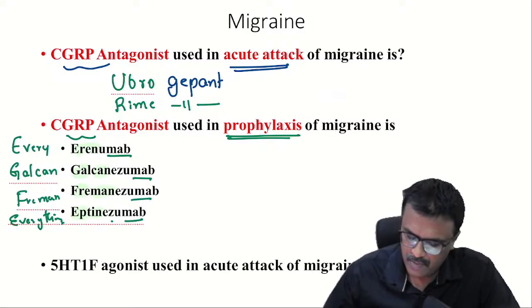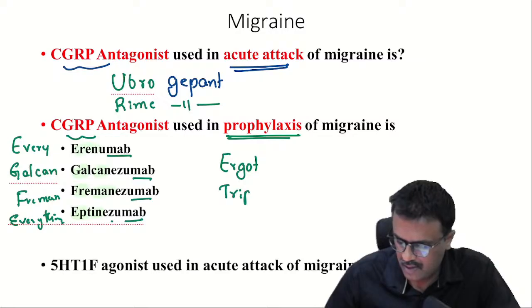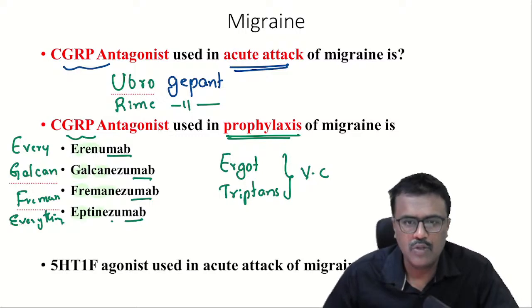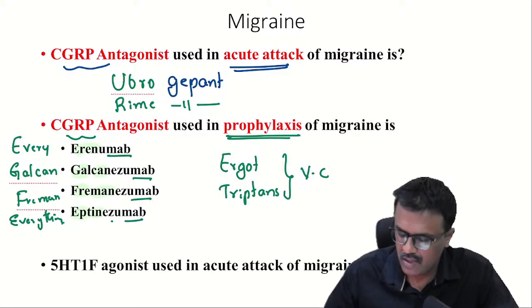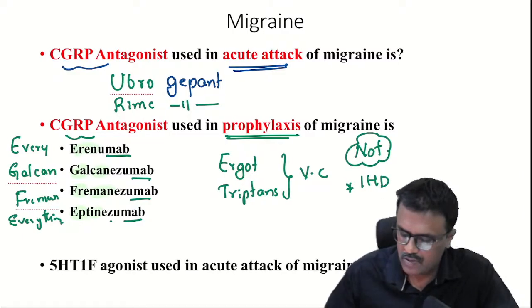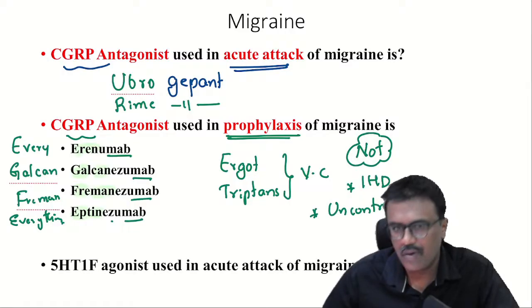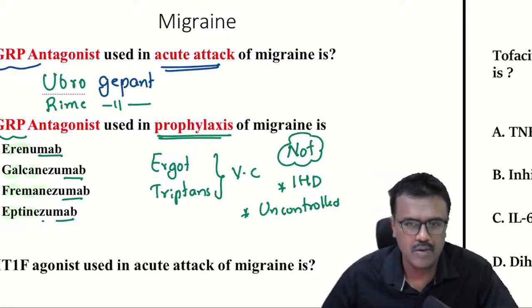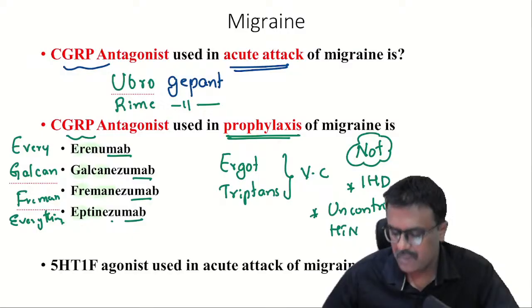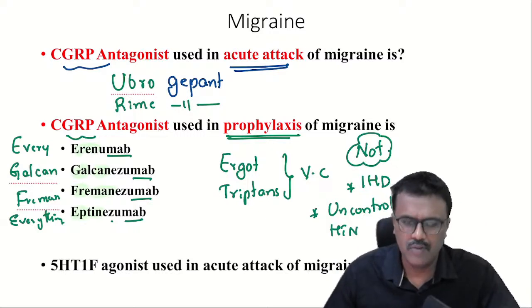Now please understand the problem with ergot as well as triptan is they both are vasoconstrictors. So which patient can I not give? They are not used in a patient with ischemic heart disease where the blood flow is already low. And also I cannot give if a patient's BP is not controlled, that is uncontrolled hypertension. Controlled hypertension you can give, but if the BP is not controlled, then I cannot give. Suppose a patient has ischemic heart disease and she comes with acute attack of migraine, you cannot give this.